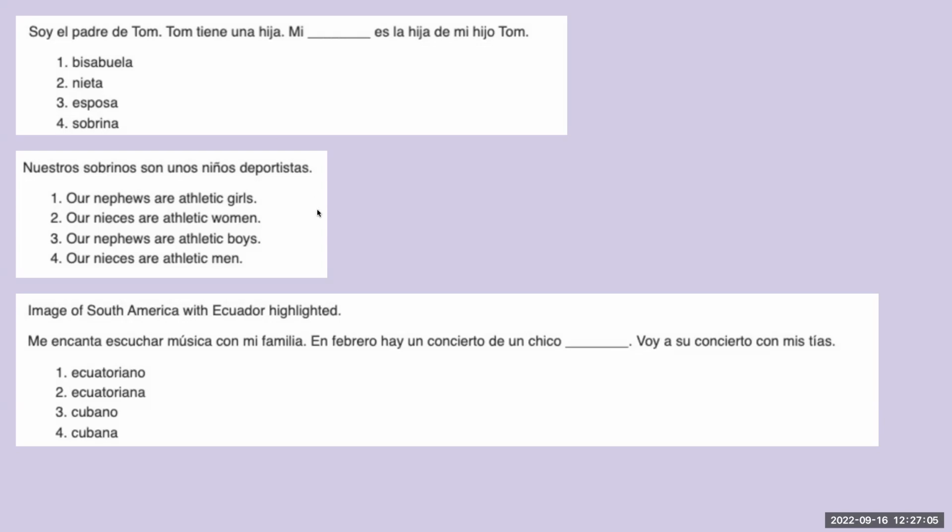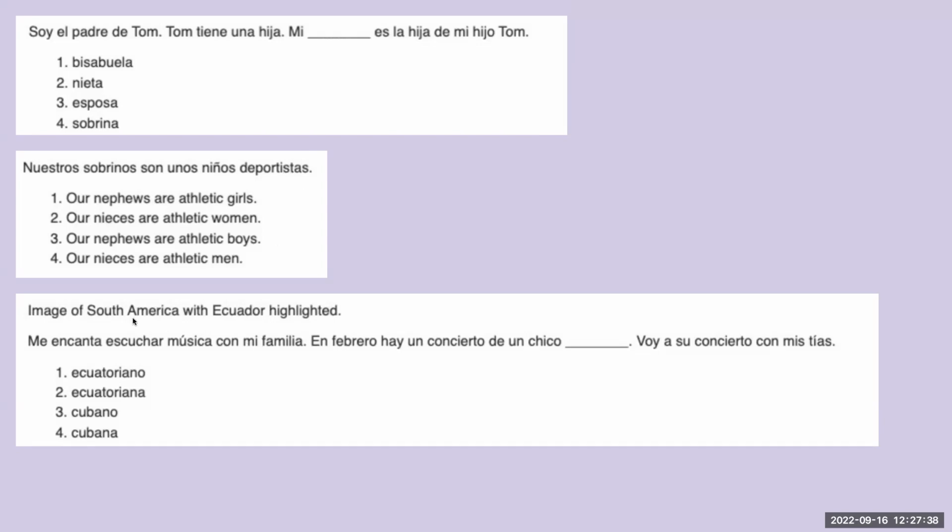Nuestros sobrinos son unos niños deportistas. Okay, so now we're translating here. Is it 1, 2, 3, or 4? Okay, it is 3. Our nephews are athletic boys, even though deportistas ends with AS. We're talking about boys, and deportistas is always a feminine word, even though this is about boys.